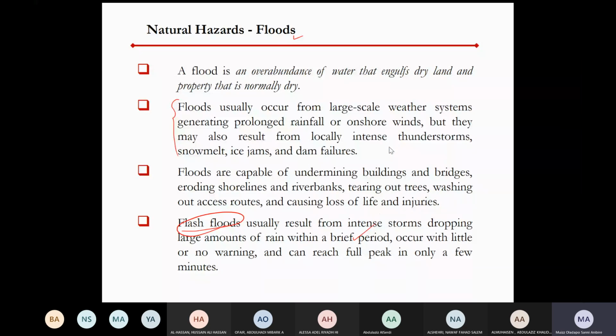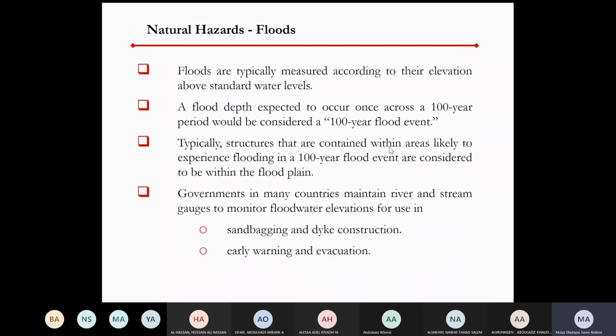We call this flash floods. The period of rainfall or the period of the storm is very brief, but the amount of water that comes down is huge. So this occurs with little or no warning. It just happens suddenly and the whole thing just comes down. And it could reach its peak in only a few minutes.